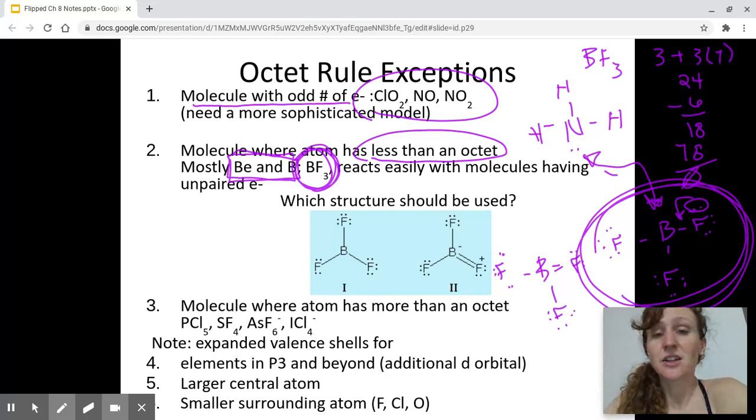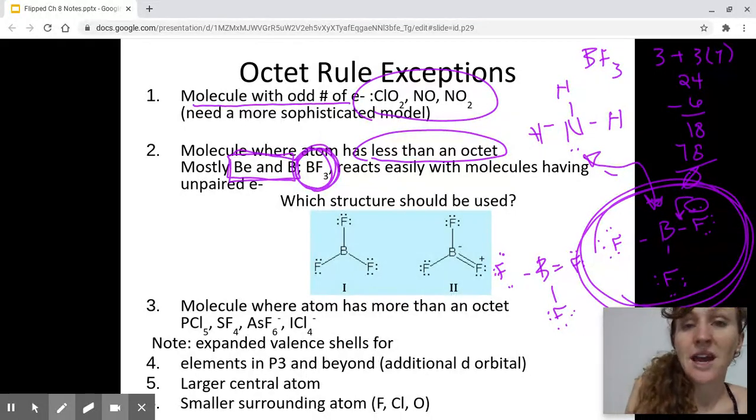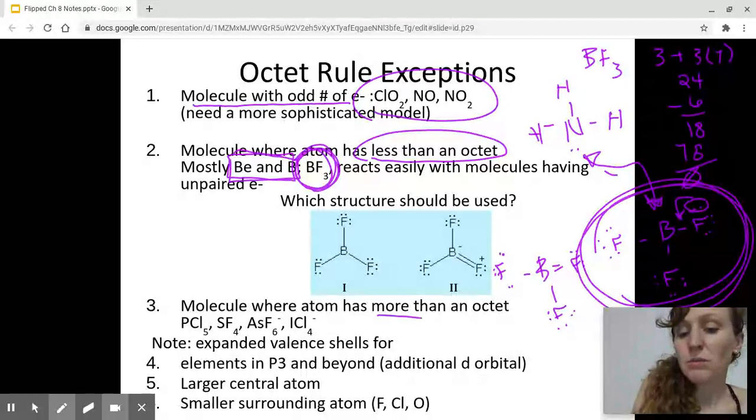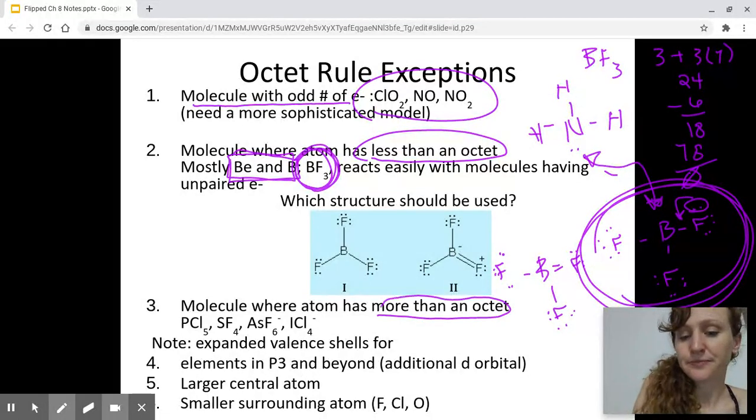So it is a stable compound. It is considered the best localized electron model, but it's also a reactive compound. Okay, so that's your second exception, I guess, or the first exception you're actually going to have to deal with in our curriculum. The second one is a molecule that has atoms that are holding more than an octet.